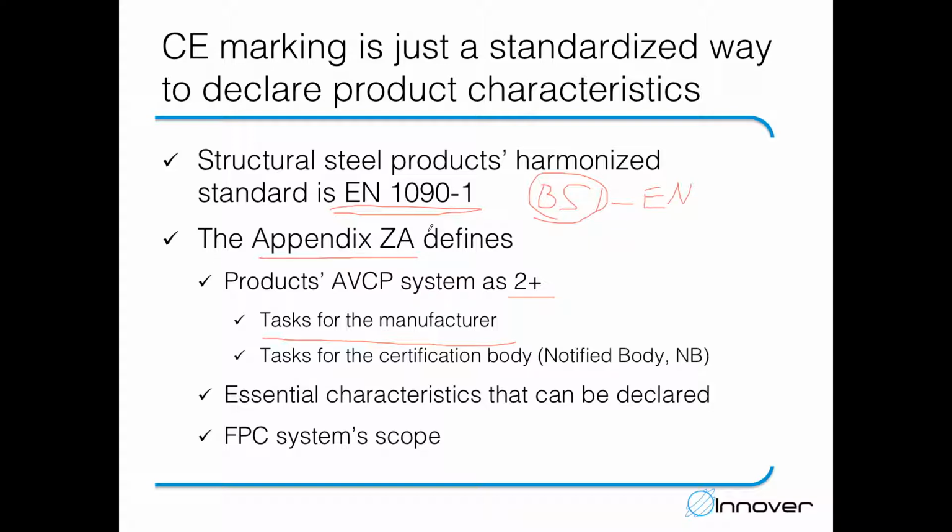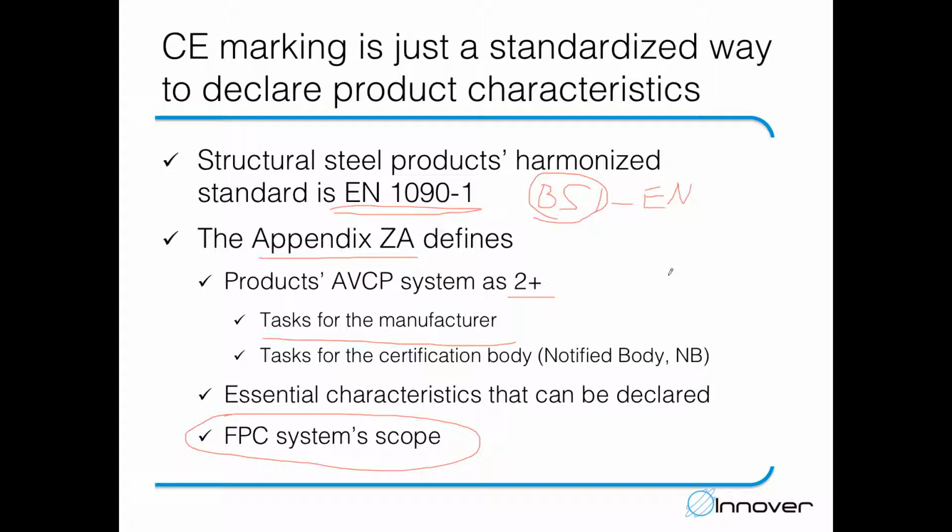The appendix also defines all the essential characteristics that can be declared as part of the CE marking, and also the appendix CA gives out the FPC system scope that you must set up in order to prove the essential characteristics. At this point, I'm not going to reveal too much about this one. I'm just going to say that there are some extra things to consider. But you shouldn't just take my word for all of this.